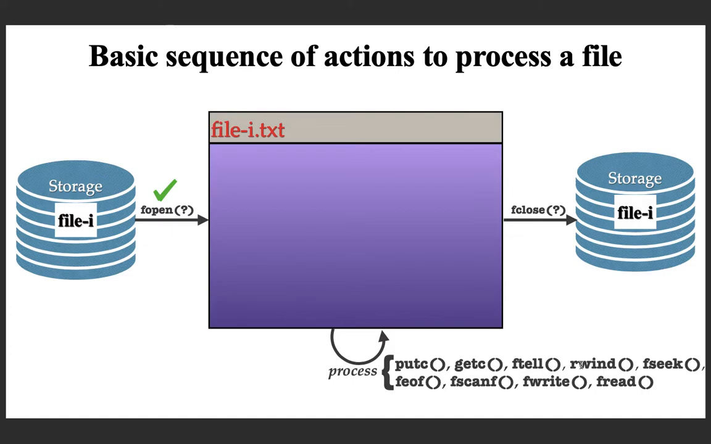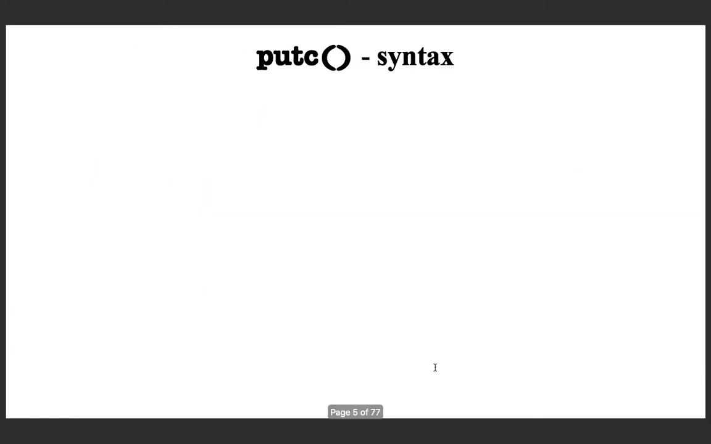Today we are going to look at all the functions listed in the first line here. Don't worry about all these things. We are going to see what exactly each of these functions does. First we can look at the putc function. Last class we discussed an example which uses the putc function. Now we are going to formalize the syntax of this function.